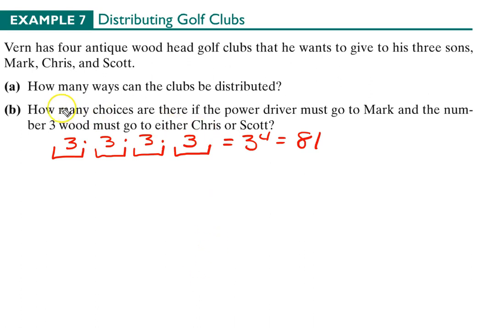How many choices are there if the power driver must go to Mark and the number 2 wood must go to either Chris or Scott? Well, since one of the clubs must go to Mark, there's only the one choice for that. And there are 4 clubs remaining and 1 is out. So that would be 3 and 3. And then for the last club, it's either Chris or Scott. There are 2 choices. So again, this one is 18.